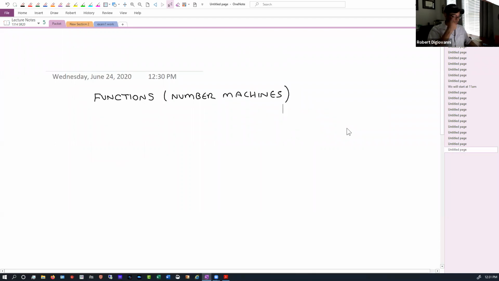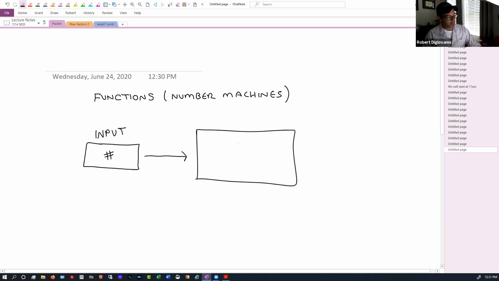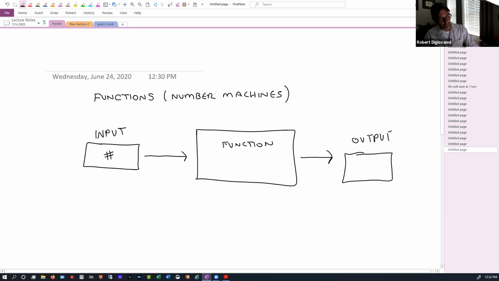A function, which I'm going to refer to here as a number machine, is just a rule. What it does is it takes an input, which is usually a number. It sends that number into some machine, okay, so this is the actual function. That function does something to that input, to that number, and spits out an output. And that output is another number.